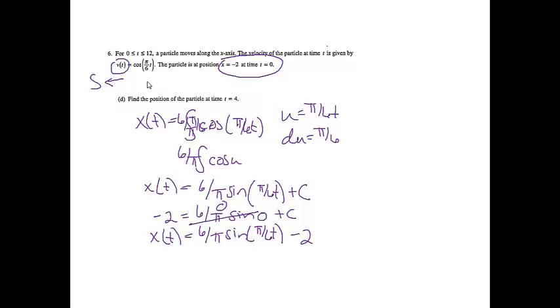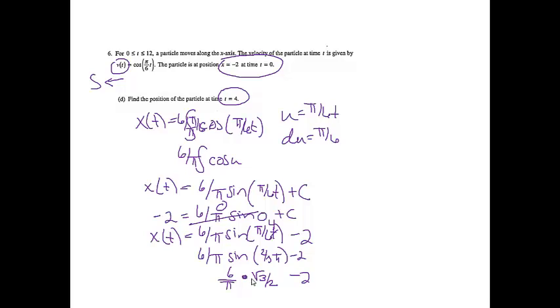So I found the position, but I want to find it at t equals 4. So now we're going to plug 4 in for my time. So I'm going to have 6 over pi sine of 2/3 pi minus 2. We found out in a previous problem that the sine of 2/3 pi was equal to, actually, positive square root 3 over 2. So times 6 over pi minus 2.